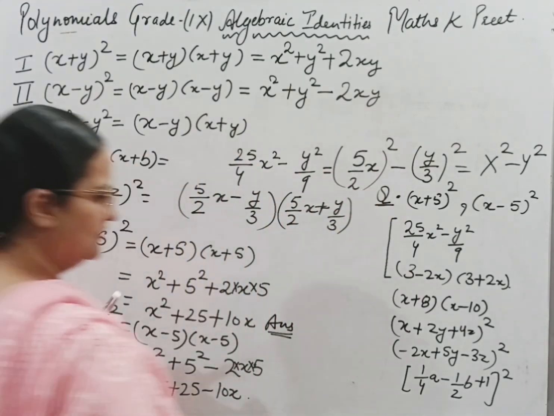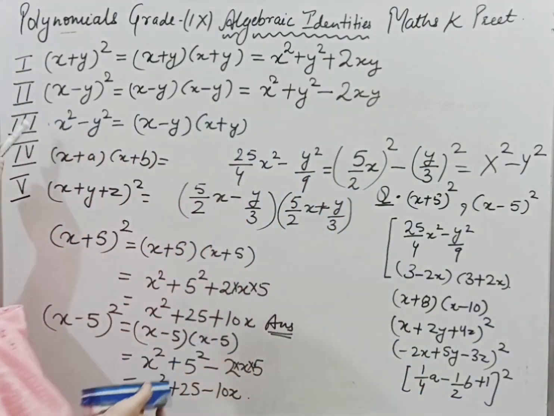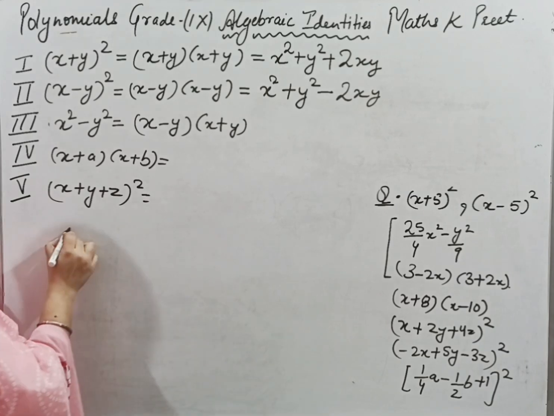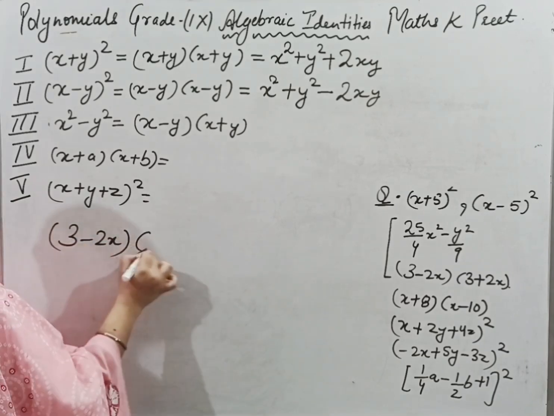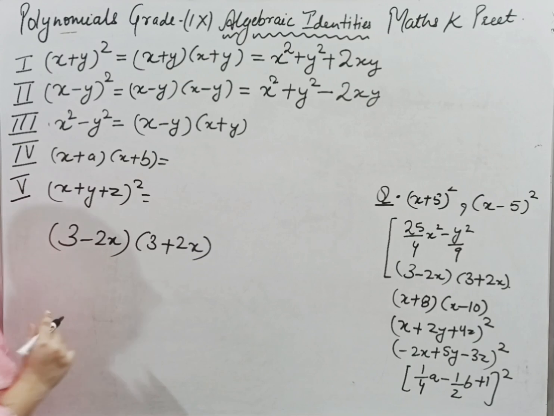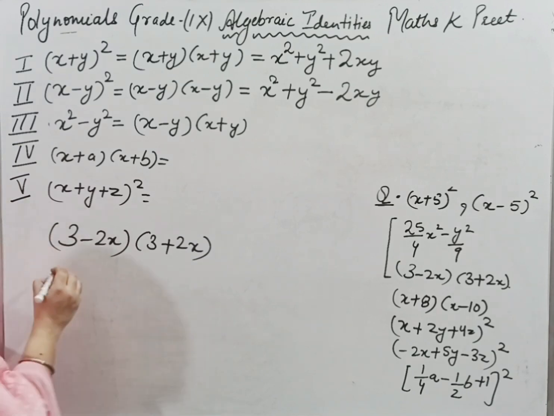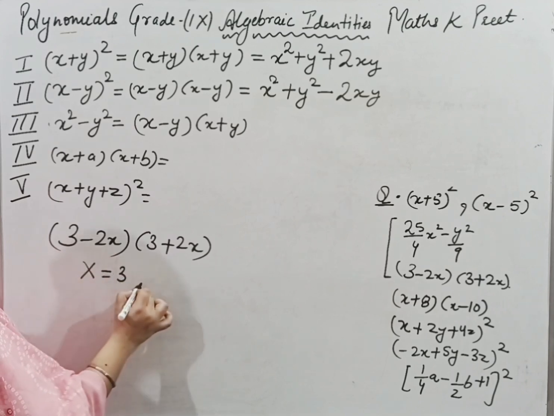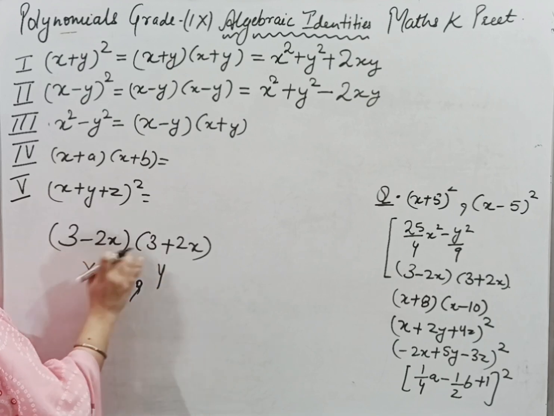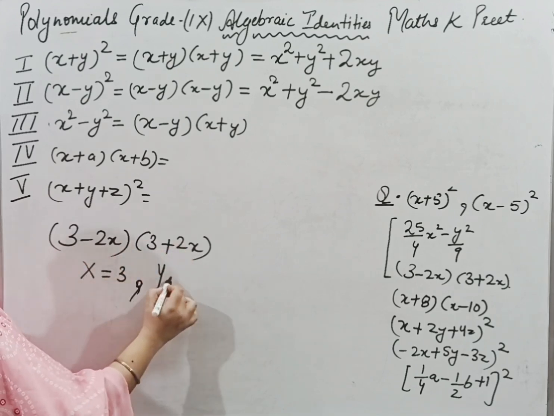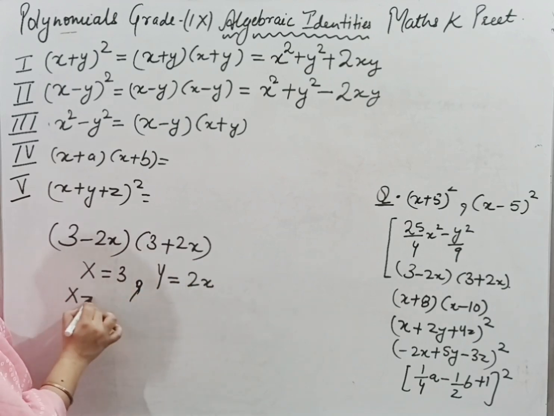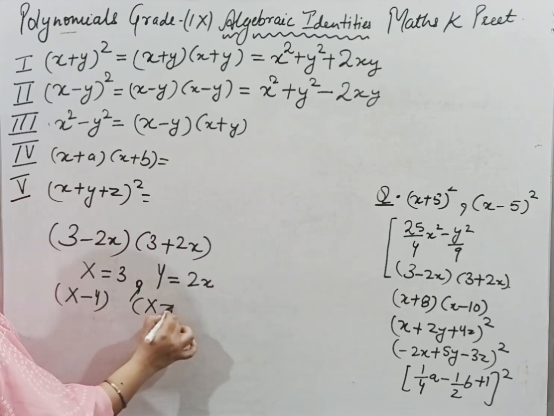Let's see one more question related to identity 3. The question is (3 minus 2x)(3 plus 2x). I am taking all these questions from the last exercise of the polynomial NCERT book. So this is my x, this is my y. I can write x as 3, and because small x is included in the question, I'll use capital X and capital Y. So capital Y is my 2x. So this is basically (X minus Y)(X plus Y).